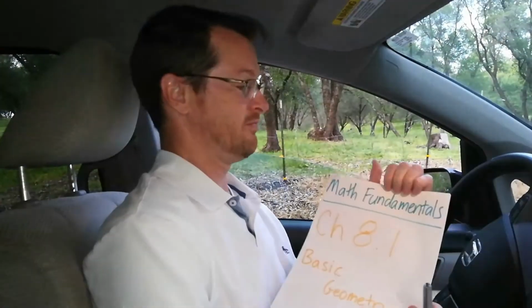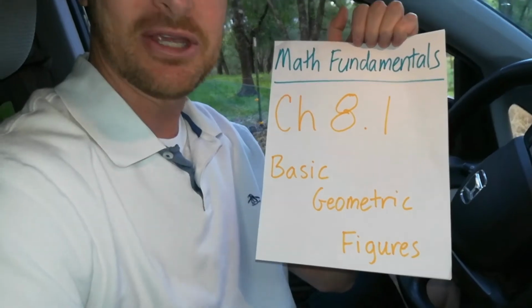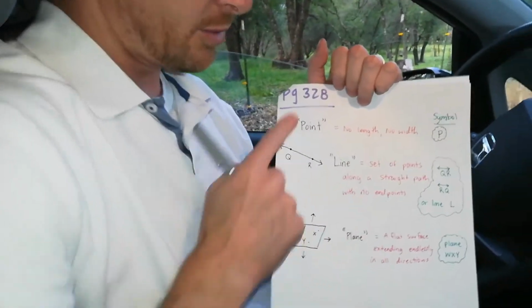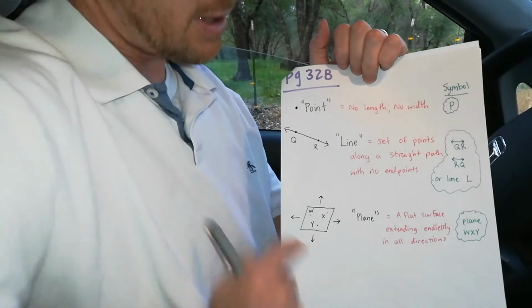So, Math Fundamentals, Chapter 8.1, Basic Geometric Figures. I'm a little stressed right now, so bear with me. Okay, so first thing is page 328. We're going to deal with three things: a point, a line, and a plane.